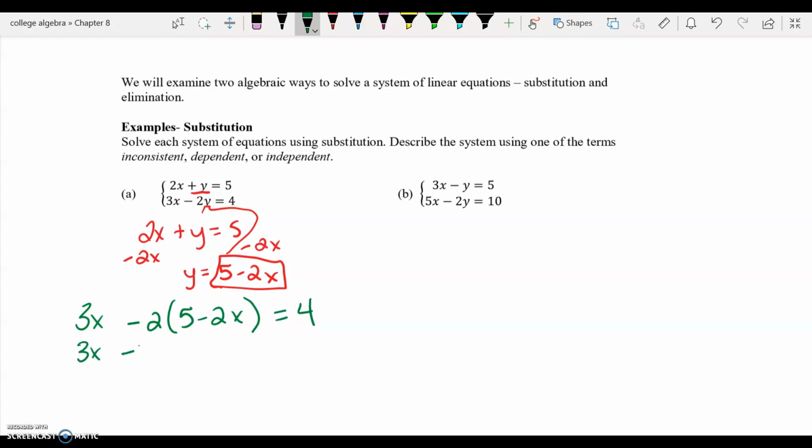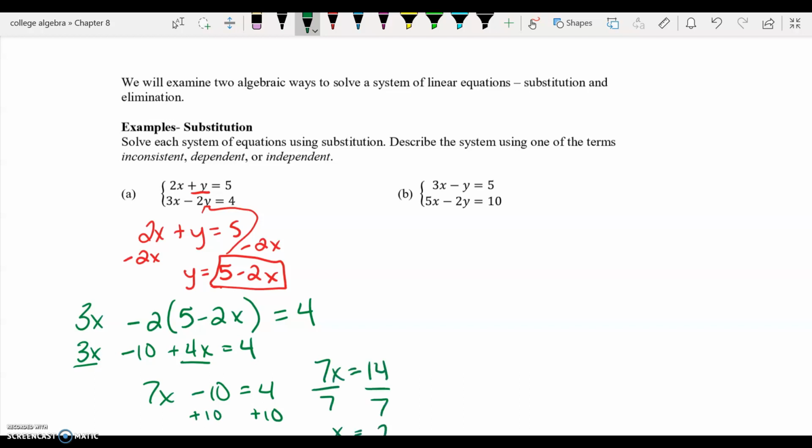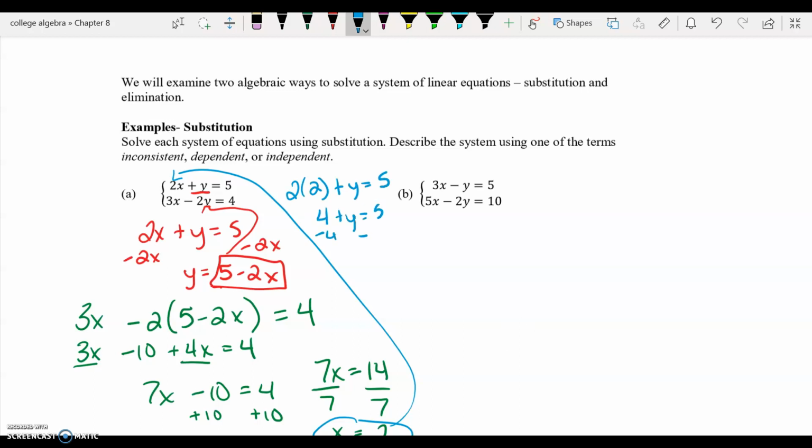So 3x minus 10 plus 4x equals 4. I can combine these, so I get 7x minus 10 equals 4. Add 10: 7x equals 14. Divide by 7: x equals 2. Once you get your x value, you're going to want to plug it in. You can plug it into either equation of the original one. I'm going to plug it in the top one just because it's easier. 4 plus y equals 5. Subtract 4. y equals 1. So your answer is written as a coordinate like that, (2, 1).